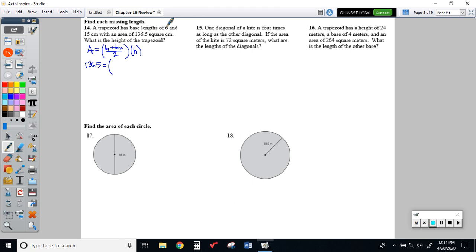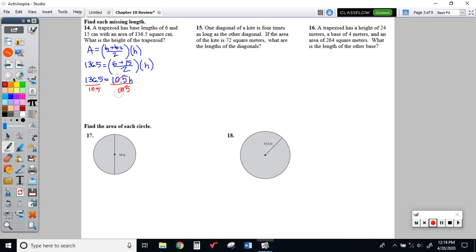We know the base lengths are 6 and 15, so that can go in place of B1 and B2. And then we are just solving for H here. So it looks like this would be 136.5. This would be 21 divided by 2, which would be 10.5, times the height, so 10.5H. So at that point, you can divide both sides by 10.5.